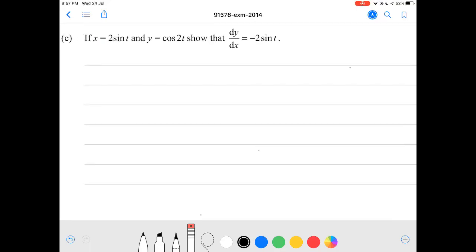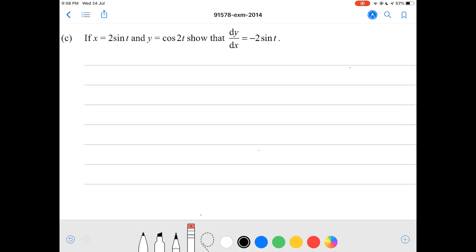So if x equals 2 sine t and y equals cos 2t, show that dy over dx equals negative 2 sine t. For this question, we're given x in terms of one variable, t, and y in terms of the same variable, t, and we're asked to find what dy over dx is. In order to do this, we need to use parametric functions. So we need to find dx over dt and dy over dt, and cross multiply the two dt's together in order to get rid of the dt, and then we'll get our dy over dx. So our step 1 is to find what dx over dt is and dy over dt.